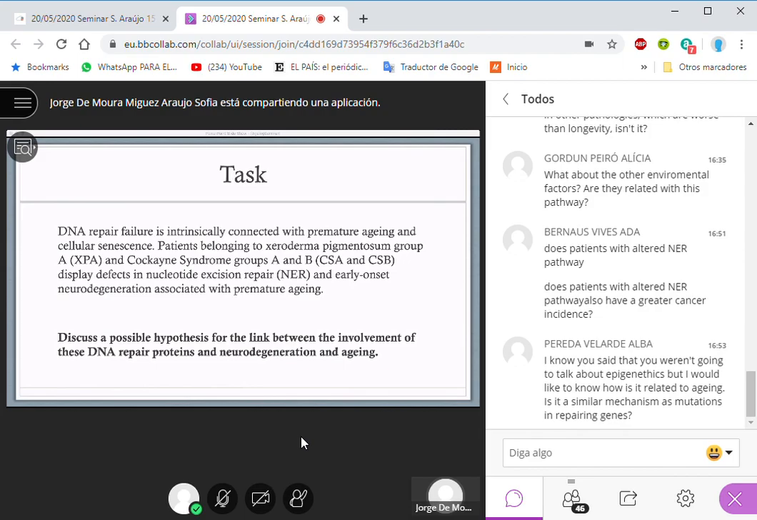I will answer the next question when I finish this. Then we have Cockayne syndrome.